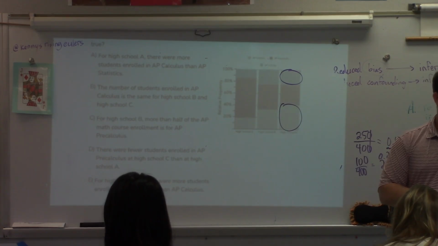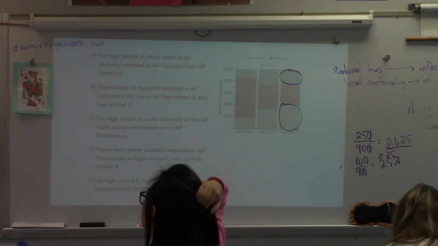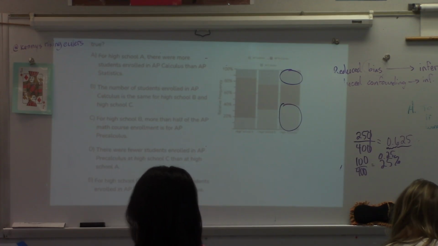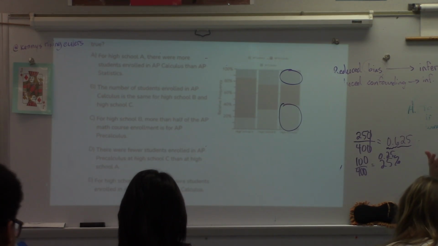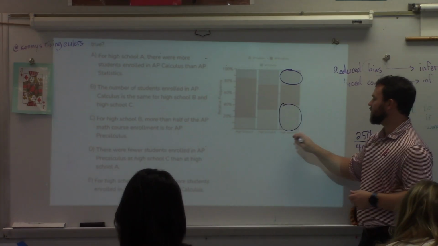So A, B, and D automatically eliminate themselves because they're comparing the number of students in the two different bars. But again, if we had the total number in each school, then I could determine that, right?